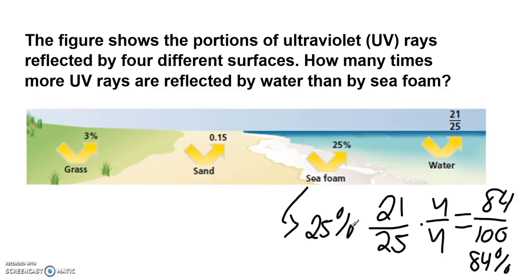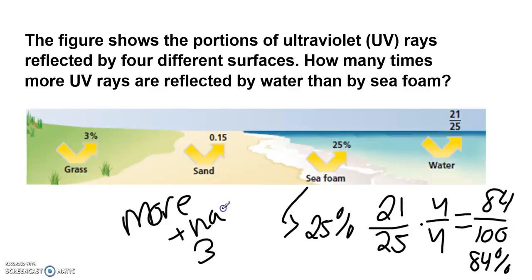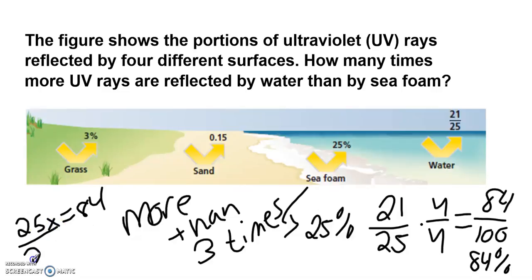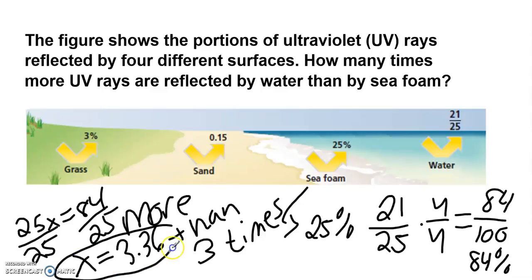25%, so it's more than 3 times the UV is reflected by water than by foam. So I'm going to say more than 3 times, but let's be specific and say, 25x equals 84, divide by 25, divide by 25, I get that x equals roughly 3.36, so it's 3.36 times more.